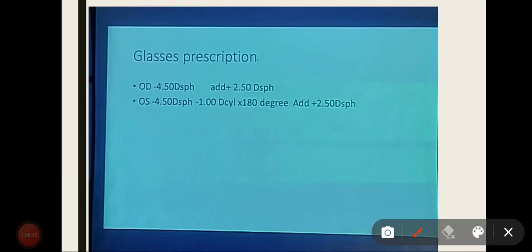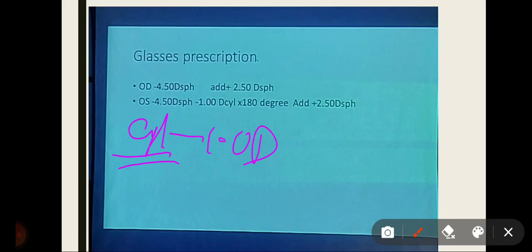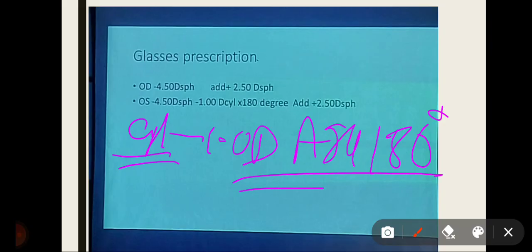If the cylindrical is 1.0 diopter with an axis of 180 degrees, this means the cylinder is oriented at 180 degrees.